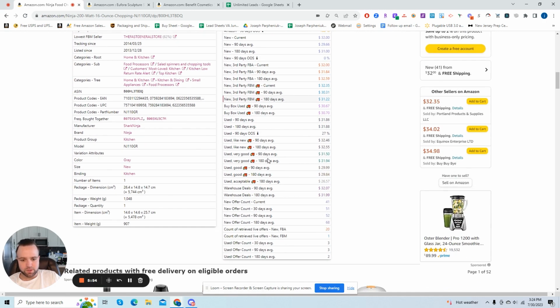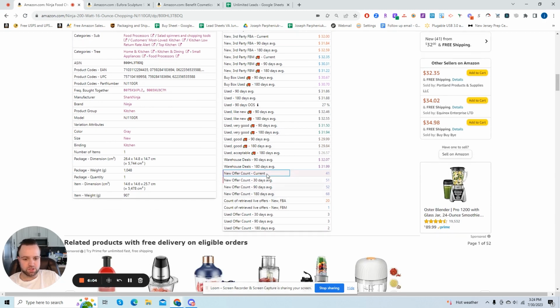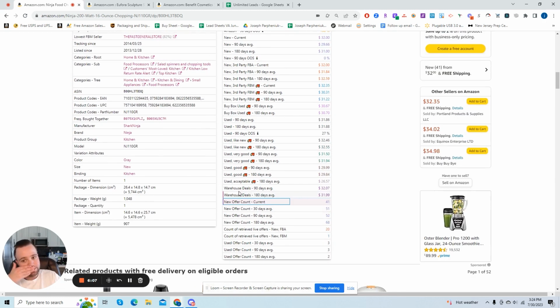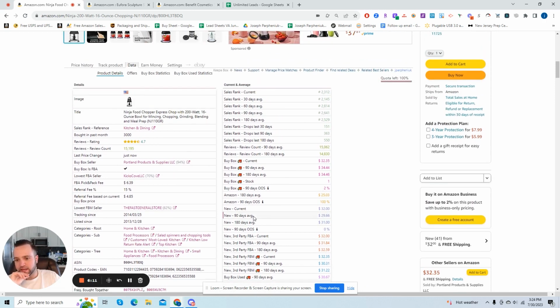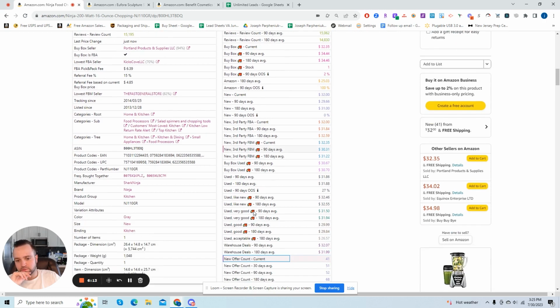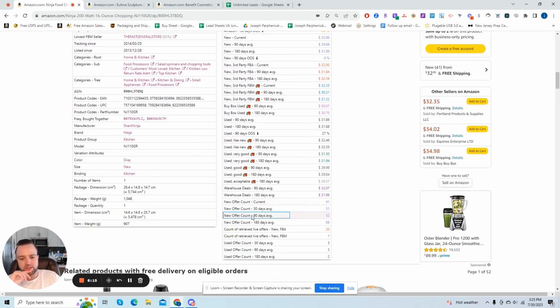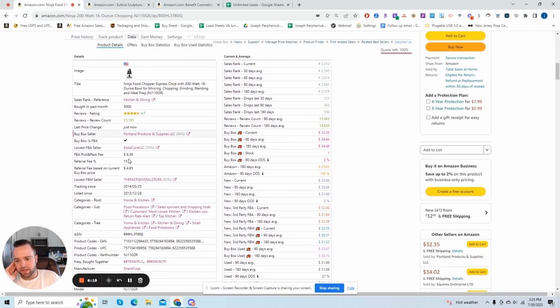And the next one that I like to look at is the new offer count. So we can see this is trending downward because the 180 is 68 seller average, the 90 is 52, 30 is 51, current's 41. So it is trending down in sellers. That's a good sign. It's a good sign that this is ready to buy. Yeah, so that is something that I would want to purchase just because it is trending downward in the amount of sellers. So that's really all I look at here.